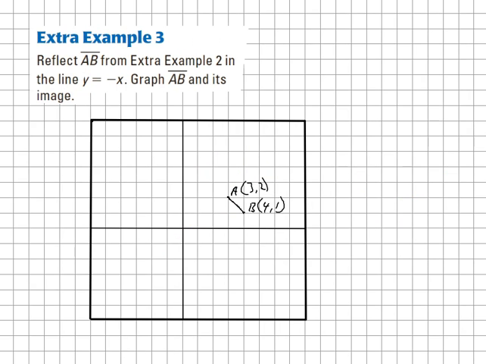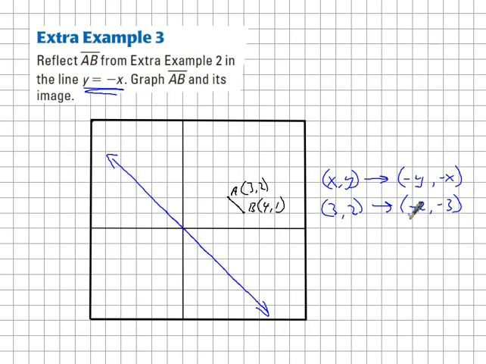Okay, last example here. They're asking us to reflect in the line y equal to negative x, which means we have a slope of negative 1, and it goes something like that. So here we had (x, y) going around y equal to negative x. It's going to go to (negative y, negative x). They flip and take the opposite sign. So (3, 2) is going to go to (negative 2, negative 3). And (4, 1) is going to go to (negative 1, negative 4).